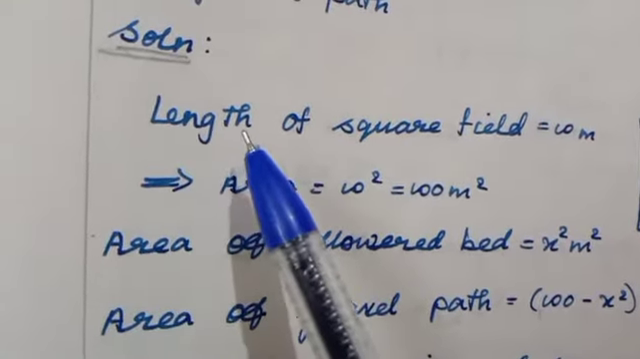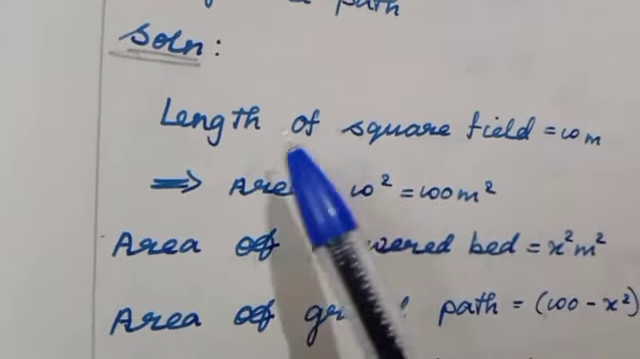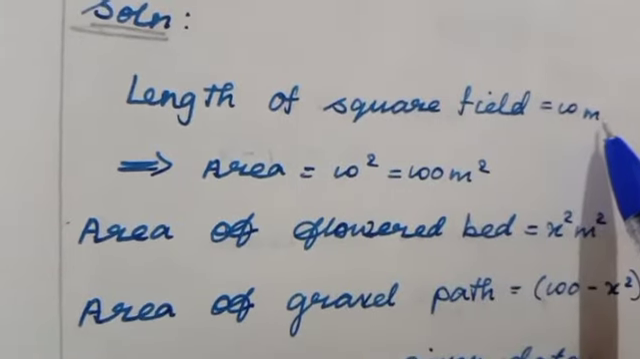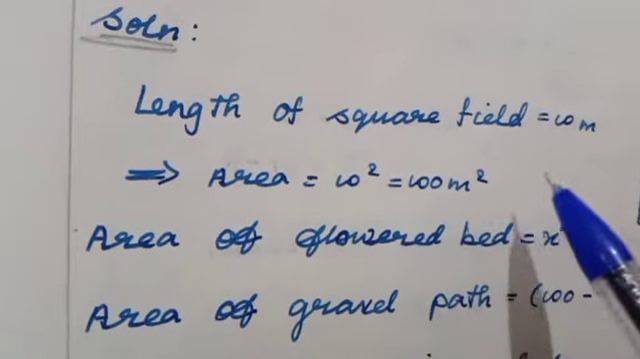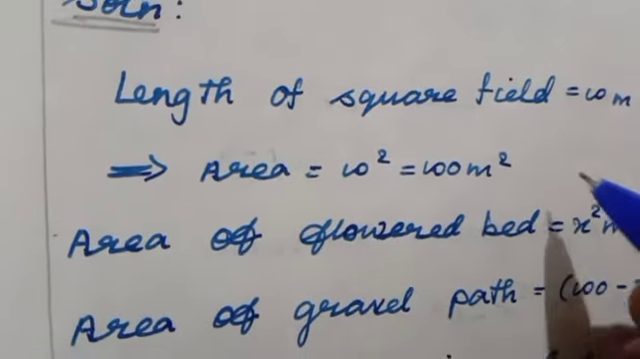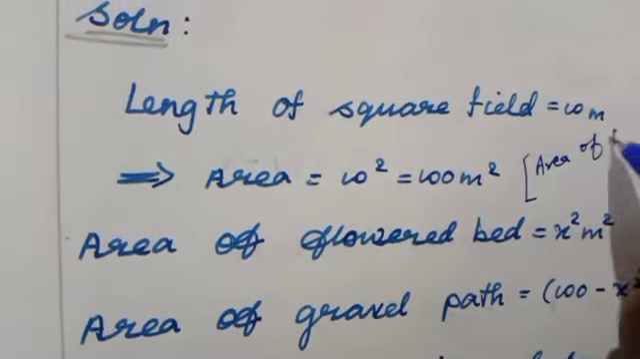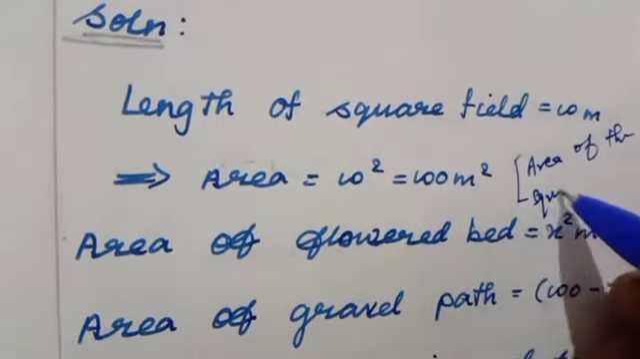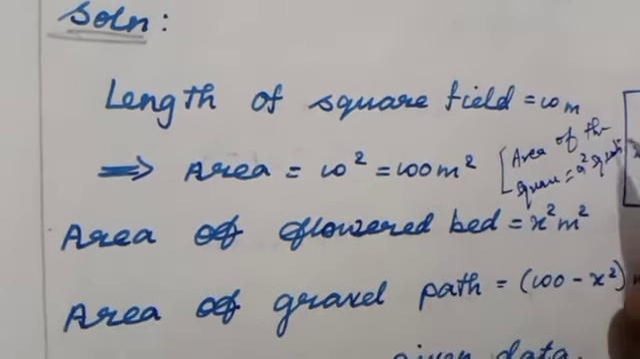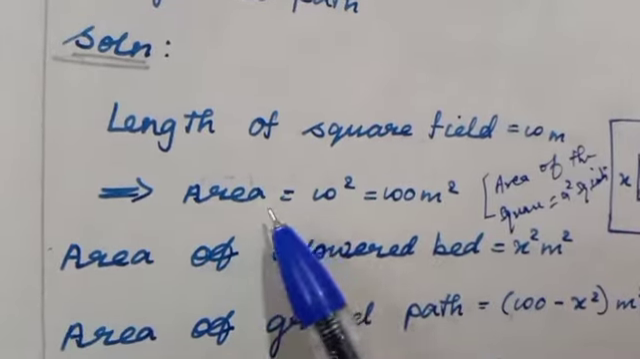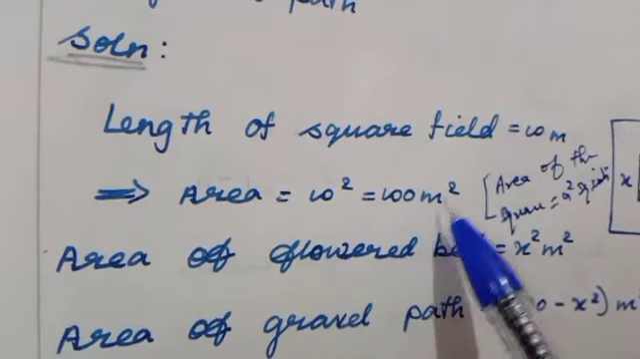Take and write what is given in the question. Length of the square field is equal to 10 meters. For area, it is 10 squared. What is the formula for the area of a square? Area of a square is equal to a squared square units. So area is equal to 10 squared, that is equal to 100 square meters.